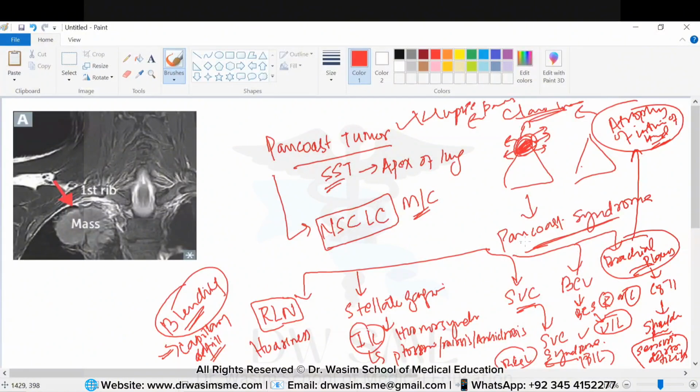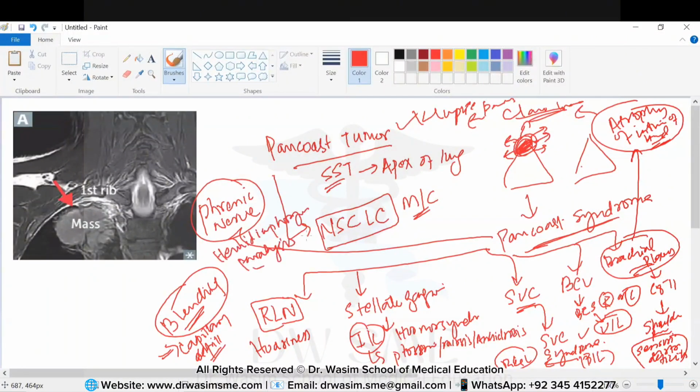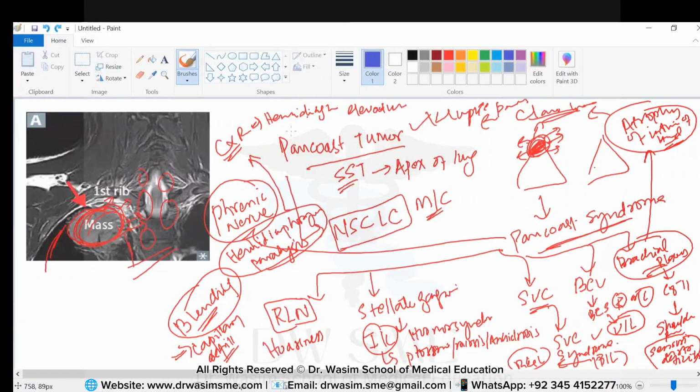Okay, if this Pancoast tumor affects the phrenic nerve, then there will be hemi-diaphragm paralysis, and on chest X-ray there will be hemi-diaphragm elevation, and the hemi-diaphragm elevation will be on which side? So this hemi-diaphragm elevation will be on the same side of the paralysis.